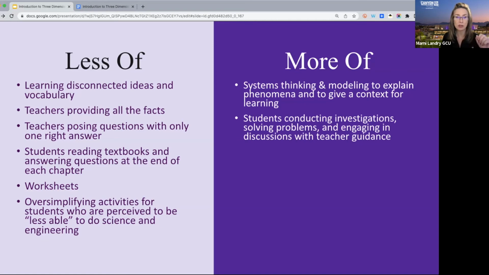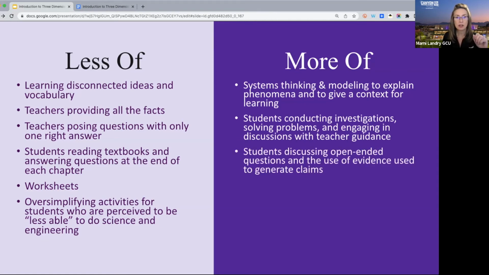Discussing their ideas with other students, asking and answering open-ended questions and using evidence. So supporting their claim with evidence. This comes from teaching them how to use resources and how to choose resources. Using multiple resources, not just one. We know that sometimes, depending on the age of your resource, it may have been eclipsed by new information.